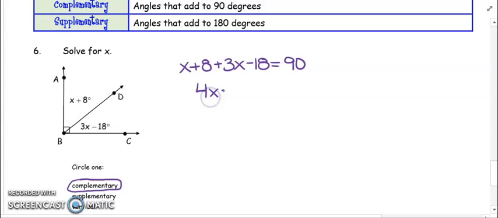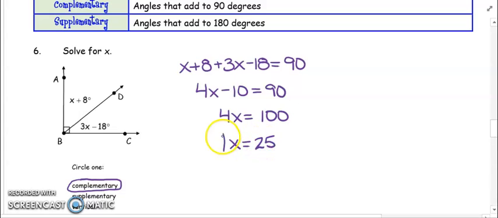Cleaning that up, that is 4x minus 10 is equal to 90. I'll add 10 on both sides. That's 4x is equal to 100. And if I divide by 4, I've got x to be equal to 25.